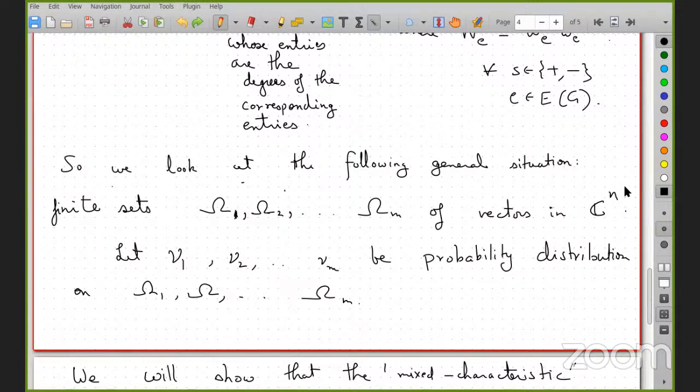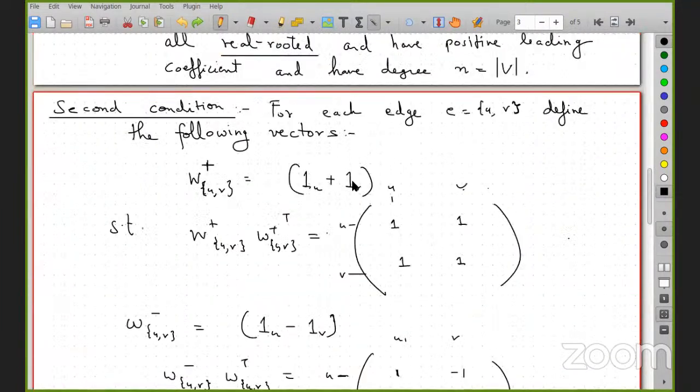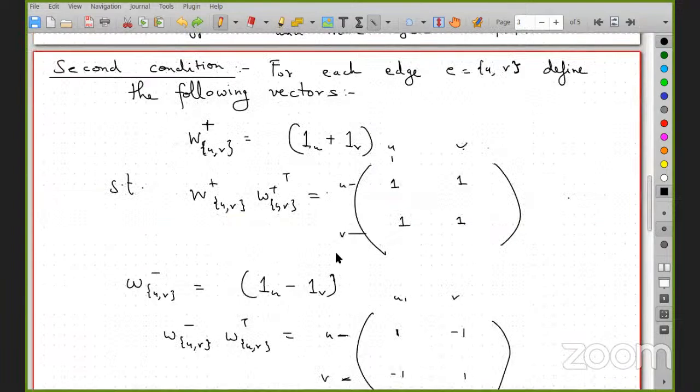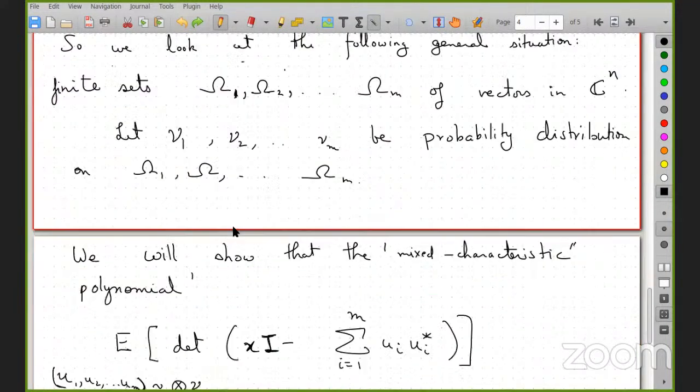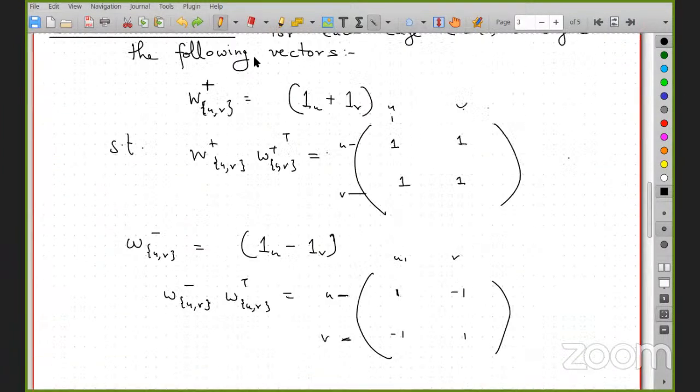Okay, so what would be these vectors? I'm not giving the full translation, but these vectors will be things like this, either 1u plus 1v or 1u minus 1v, things like that. Except for this du business, you can probably see that this is already related to what we were doing earlier, because a distribution on AS is exactly like putting a distribution on these vectors and then choosing those vectors and summing them up.